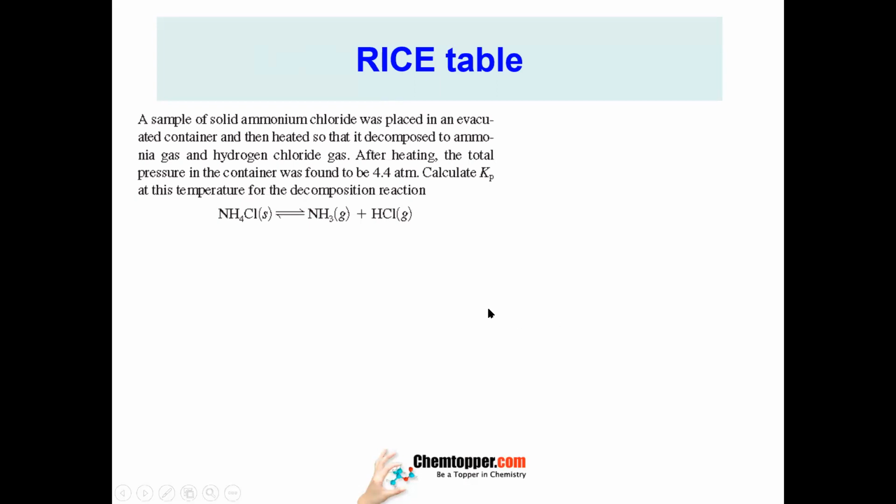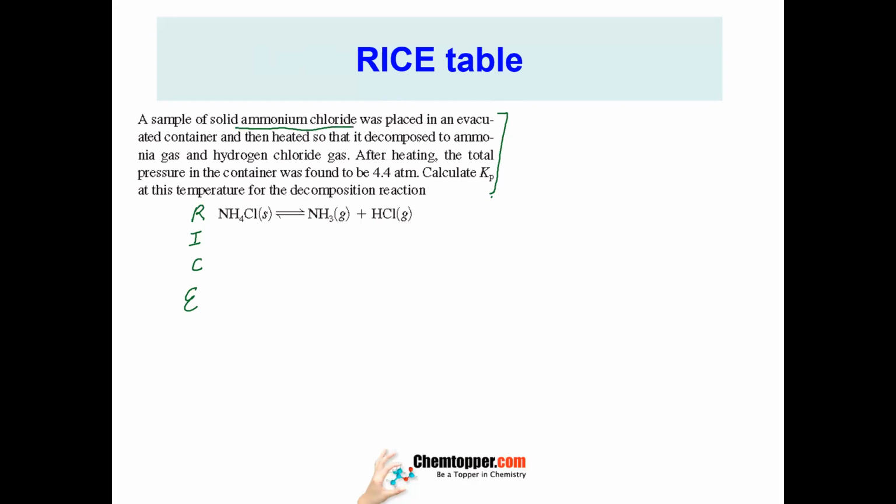Now, the rice table. Rice tables, all of you know, there are plenty and plenty of questions which can be made on rice tables. In the rice table, first you are going to write down the reaction. Like this is the reaction. See? Then initial, change, equilibrium. To know initial, change, and equilibrium, you have to read the question carefully. From here, what is initial?